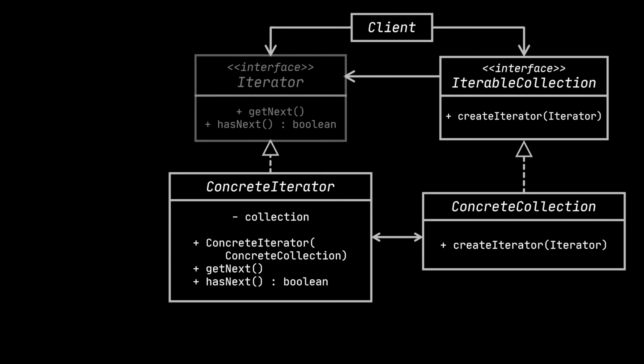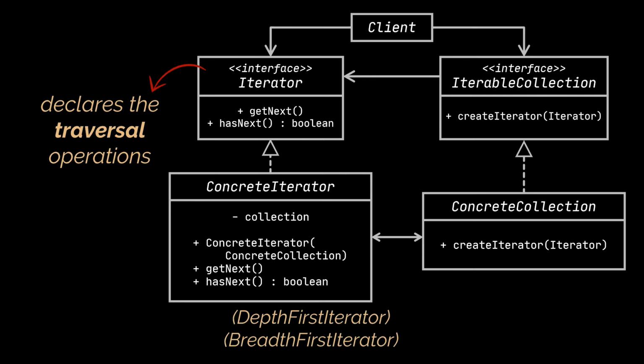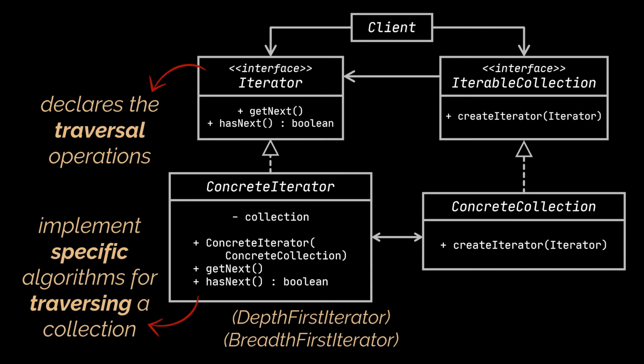The first thing you may have noticed is the iterator interface. The iterator interface declares the operations required for traversing a given collection, like fetching the next available element or retrieving the current one, etc. Next are the concrete iterators, which were represented by the depth-first iterator and the breadth-first iterator classes in our previous example. Concrete iterators implement specific algorithms for traversing a given collection. The iterator object should track the traversal progress on its own. This allows several iterators to traverse the same collection independently of each other.